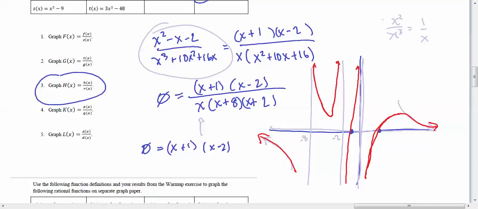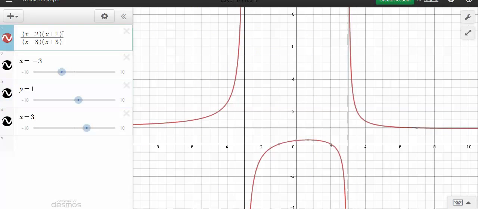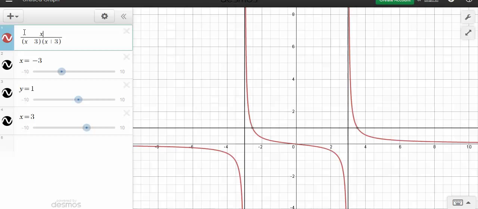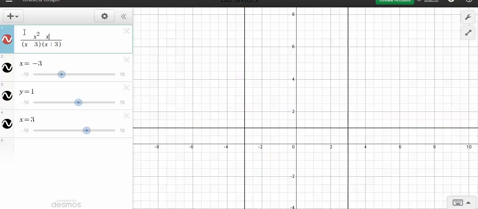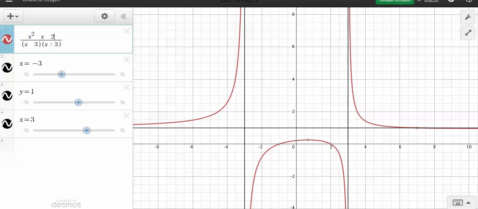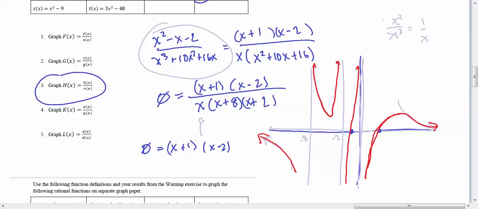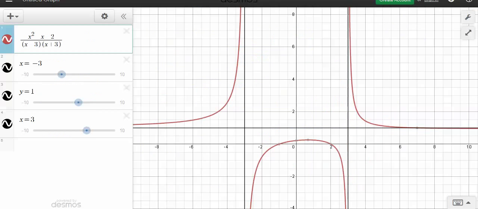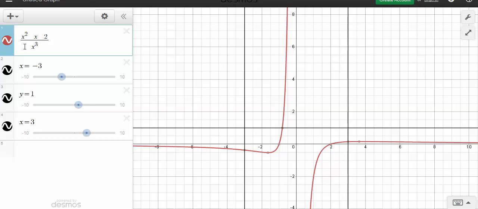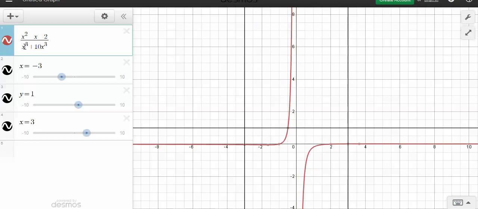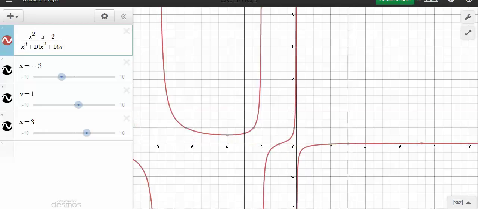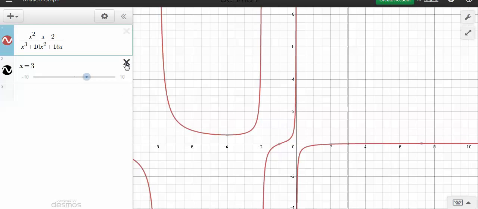x squared minus x minus 2. Okay, let's try that. So on the numerator, x squared minus x minus 2. Is it minus x minus 2? Yep. And on the denominator, x cubed plus 10x squared plus 16x. Okay. x cubed plus 10x squared plus 16x. Whoa! That's my graph. And I'm going to get rid of all of these guys.